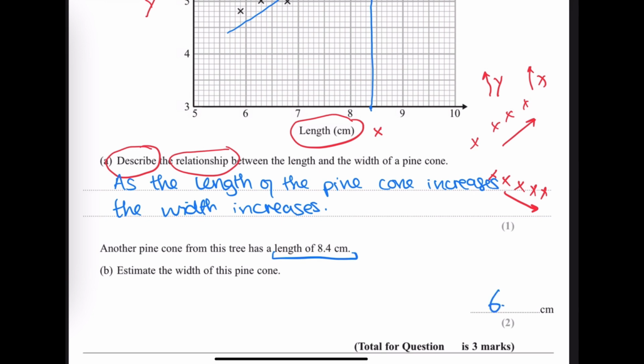And with this question, because every line of best fit is different, every answer will be different, so it's always going to be a range. So for this, the range is between 6.1 and 6.4.